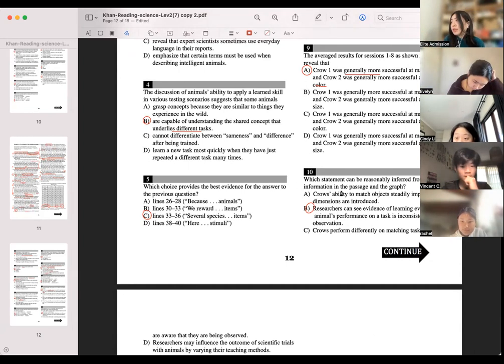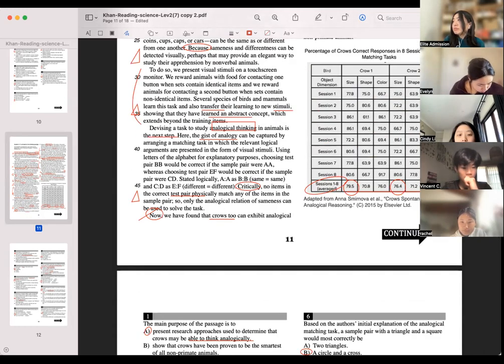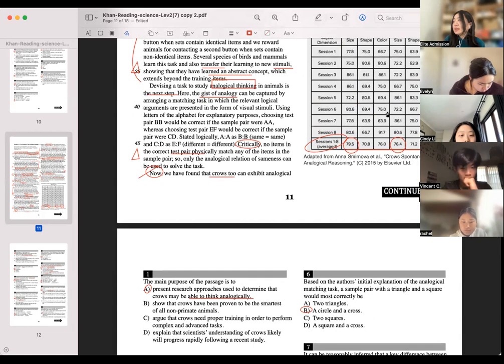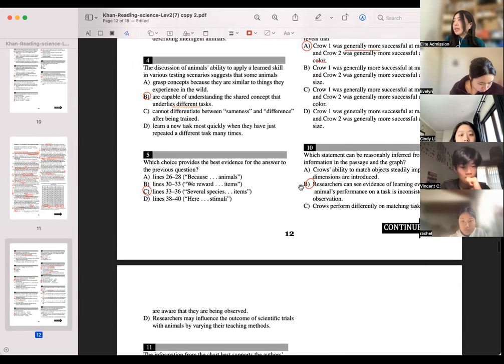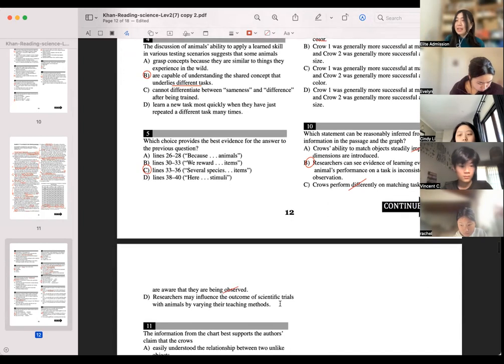The graph and the table, the passage only have data like that. But the other answers are wrong. They're not improving, right? We can't see any steady improvement. That's wrong. Differently, they're being observed? That's wrong, right? That's not mentioned. That's not included in the graph and table. We don't see that evidence at all, that data at all.